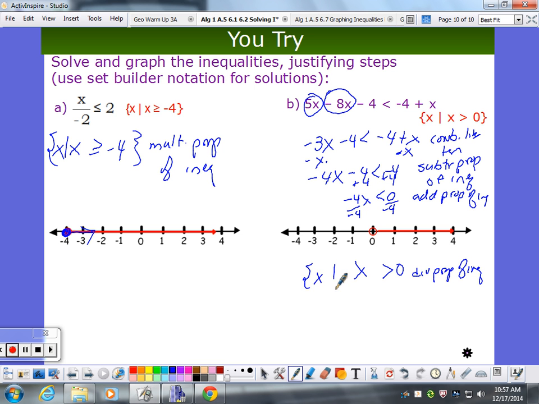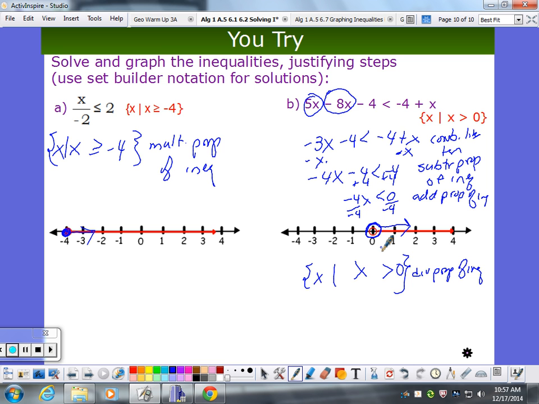Put it in my set builder notation. Now look, this is an open circle, a hole right there, because x can't be 0, but it can be anything bigger, like 0.00001. So I want to make sure I have all those solutions in there. It's greater than, right? All the numbers bigger than 0 are that way.